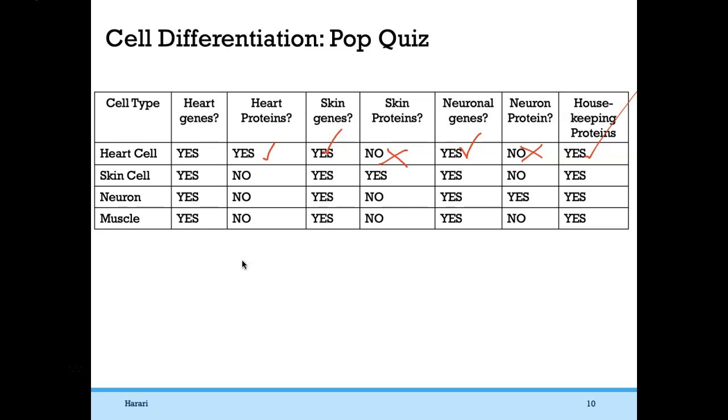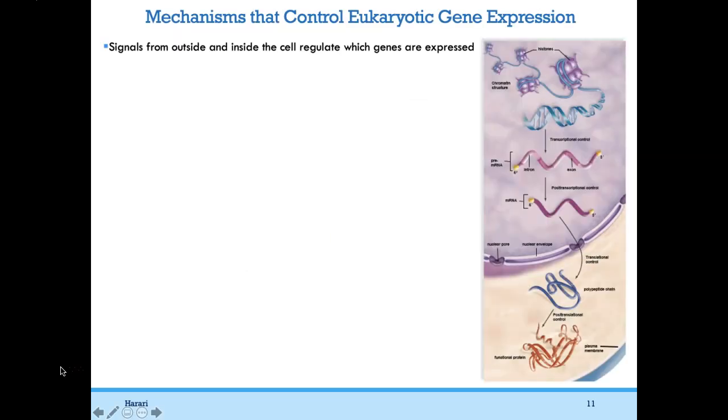So now we're going to talk about what determines which genes are expressed and which genes are not expressed. Right? That's the whole point of chapter 13, is what determines whether a gene will be turned on and expressed or turned off and not expressed. So that's the question we're trying to answer. So the answer is not an easy one.